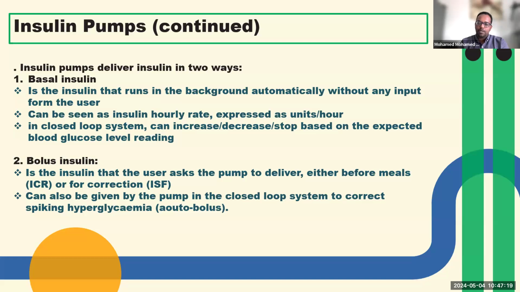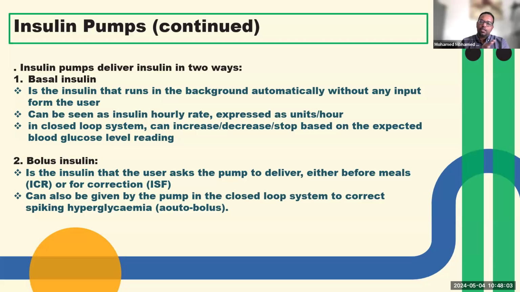Or you wake up in the morning, you check your blood glucose, it's 25, and you need to correct it from 25 to 10. So please, can you give me this bolus insulin using my ISF to correct my blood glucose? And it gives you that. So you have to ask the pump to give you the bolus insulin. Even if you're in a closed loop system, you have to ask the pump to give you the bolus insulin. The pump deals with the basal insulin in the background, either to give it, increase it, decrease it, or stop it. But it cannot handle the bolus insulin. You have to ask it to do that.